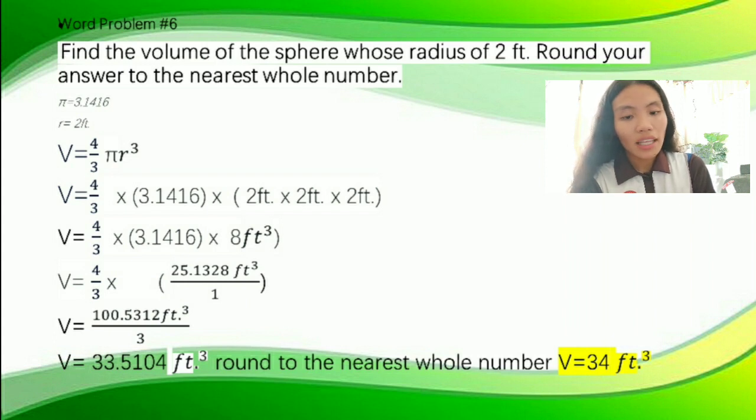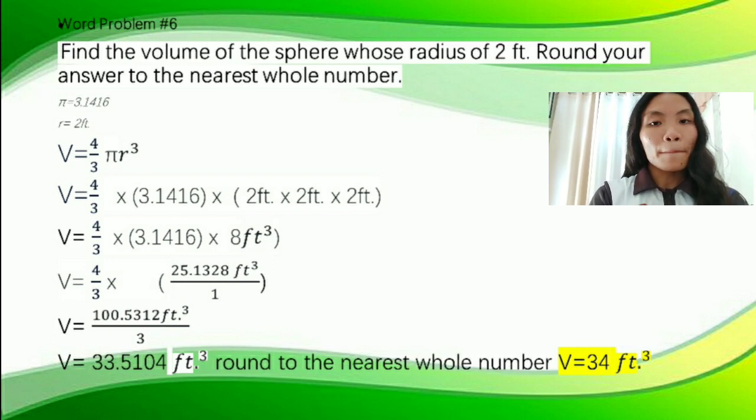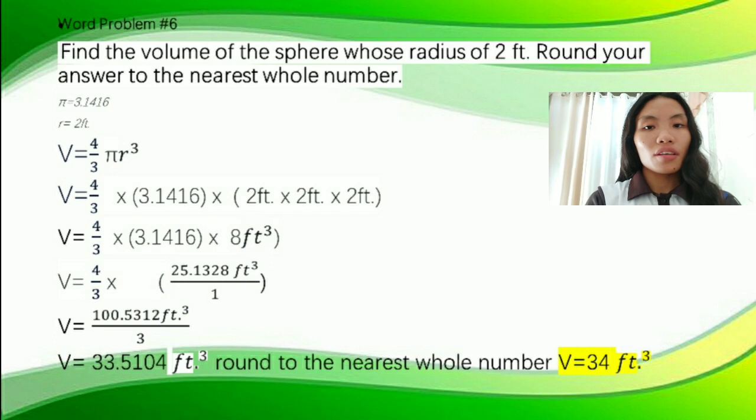So that is not the final answer. We need to round your answer to the nearest whole number. So the volume is equal to 34 feet cube. The digit after 33 is 5, so we need to round up. So, the 33 becomes 34 feet cube.